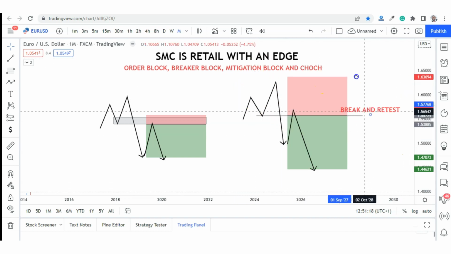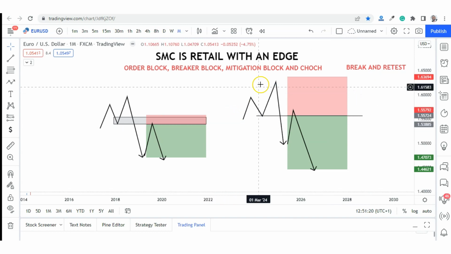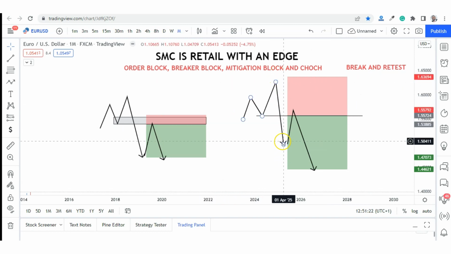This is a break and retest. Price moves above, breaks the support, comes back to retest it. This is the entry for the retail trader.